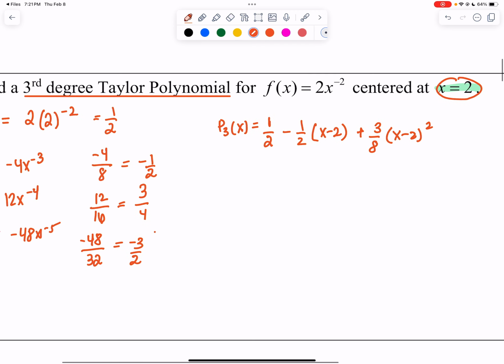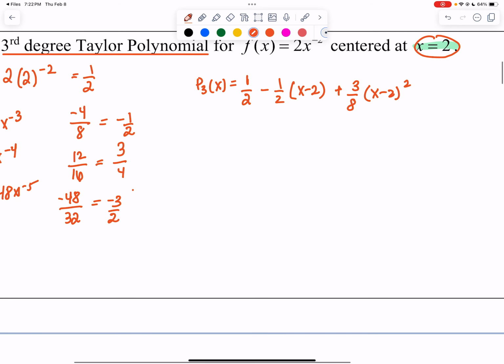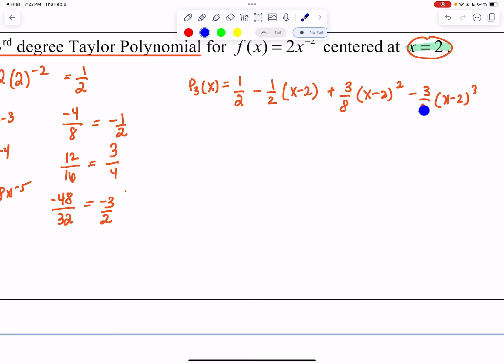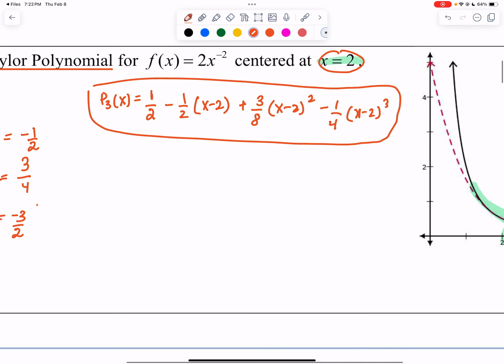And then I have my third derivative, which is negative 3 over 2 x minus 2 to the third power. And we know that 3 factorial is 6. So 2 times 6 is going to be 12. But then if I simplify that even more, that's going to be negative 1/4. So this right here is going to be my Taylor polynomial approximation for 2x to the negative 2 at x is equal to 2.